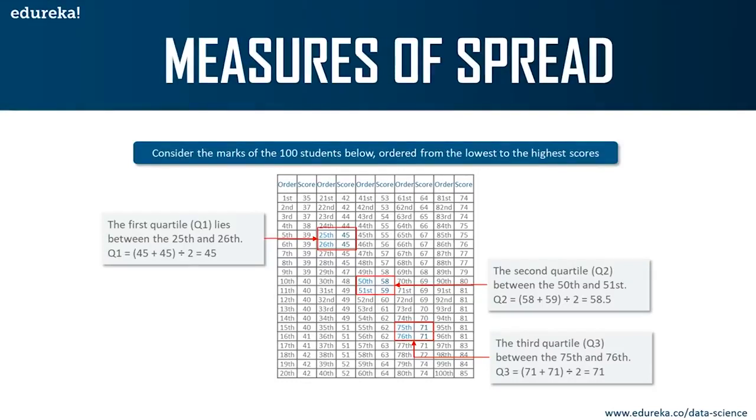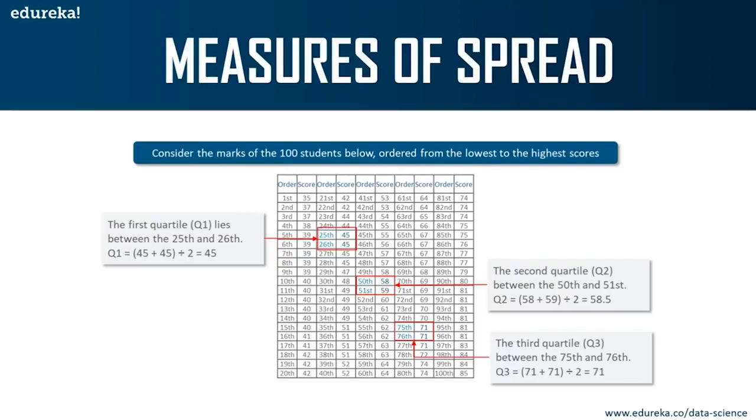Alright, so the quartiles lie in the following ranges. Now, the first quartile, which is also known as Q1, lies between the 25th and the 26th observation. If you look at this, I've highlighted the 25th and the 26th observation. So you can calculate Q1 or the first quartile by taking the average of these two values. Since both the values are 45, when you add them up and divide by 2, you'll still get 45. Now, the second quartile or Q2 is between the 50th and the 51st observation. So you're going to take the average of 58 and 59 and you'll get a value of 58.5.